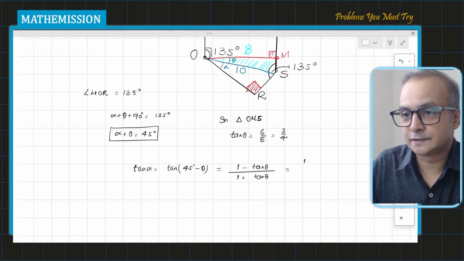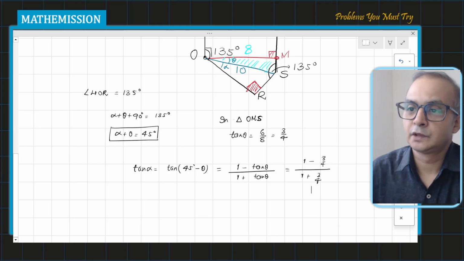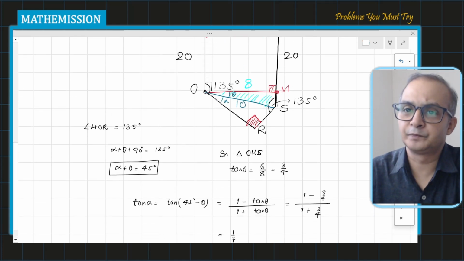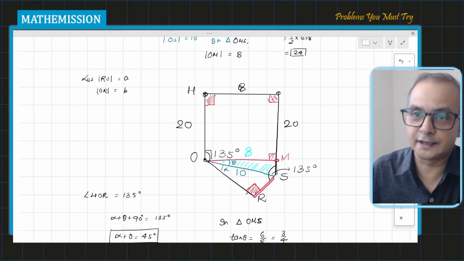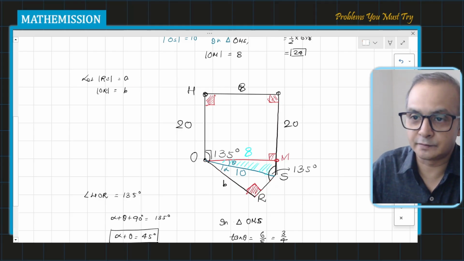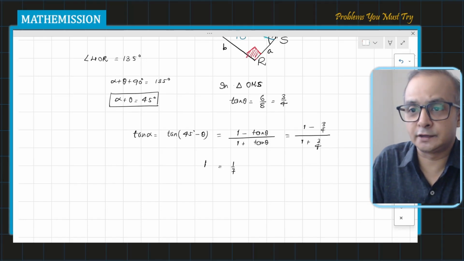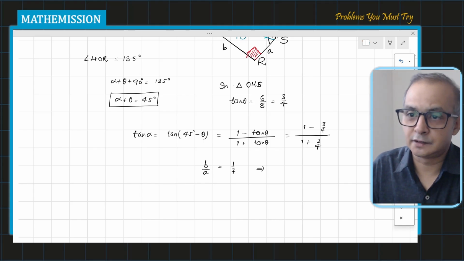When I substitute tan theta with its value, what we get is 1 by 7. In this triangle, RS I have taken as A and OR I have taken as B. So let me mark it here, B and A. So I can write tan alpha is equal to B by A. It means I got B by A is equal to 1 by 7. And from there, I'm getting that 7B is equal to A.